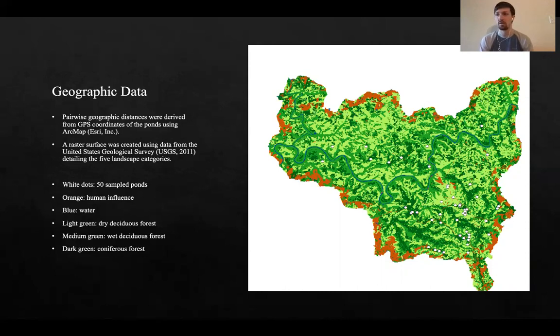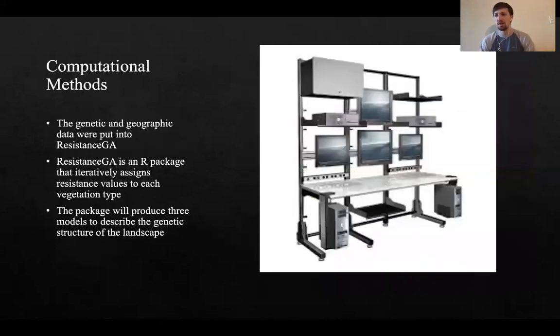This resistance surface is a spatial GIS layer that represents the hypothesized relationships between landscape variables and gene flow that can be tested for statistical significance. For the computational methods, the pairwise FST matrix, the pairwise distance matrix, and the raster surface were analyzed using an R package called ResistanceGA.